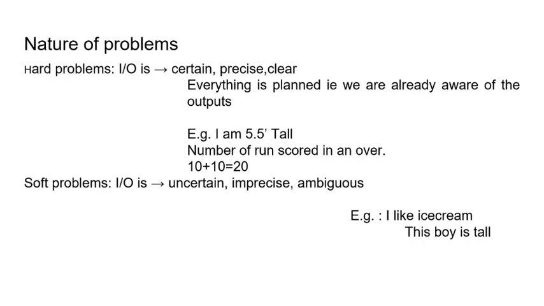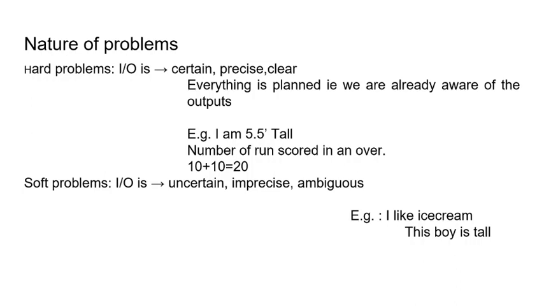See the first example. I am 5.5 feet tall. Okay, that is very clear. And 10 plus 10 equals 20 means yes, the output is certain, precise or clear. Or the inputs and outputs, or the method used, everything is certain, precise or clear. In that case, we can say that it is a kind of hard problem, or we are dealing with hard computing.